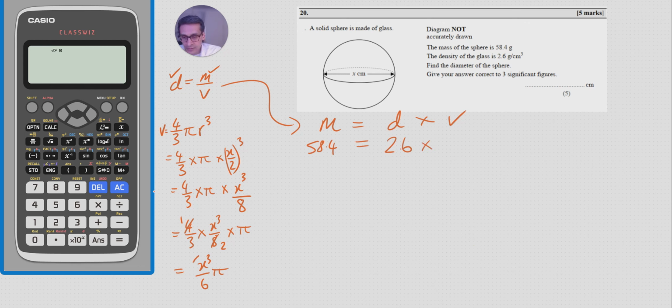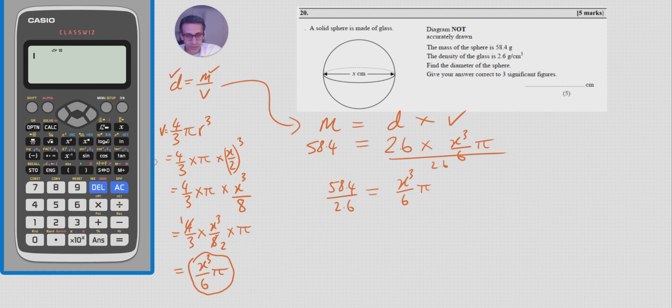Now, volume is this thing here. So we're going to get x cubed over 6 times pi. All we need to do now is rearrange this to work out what x is, and then half of x will give us, no, actually we want the diameter, so we don't need to half it. It's just going to be x is what we're going to find. So in this case, if I divide by 2.6 on both sides, I get x cubed over 6 times pi is equal to 58.4 over 2.6. So I've divided all of that by 2.6, and now this is where we are.